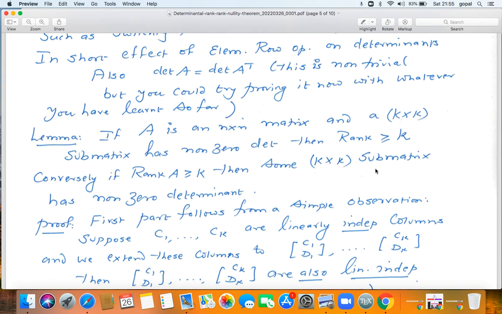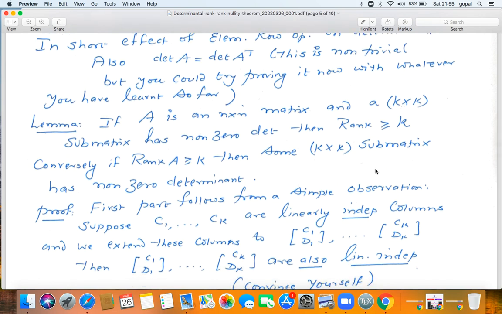Conversely, if the rank of A is at least k, then there must be some k by k submatrix with non-zero determinant. The lemma is not difficult to prove. Let us see how to prove the lemma. First, we'll begin with a simple observation.